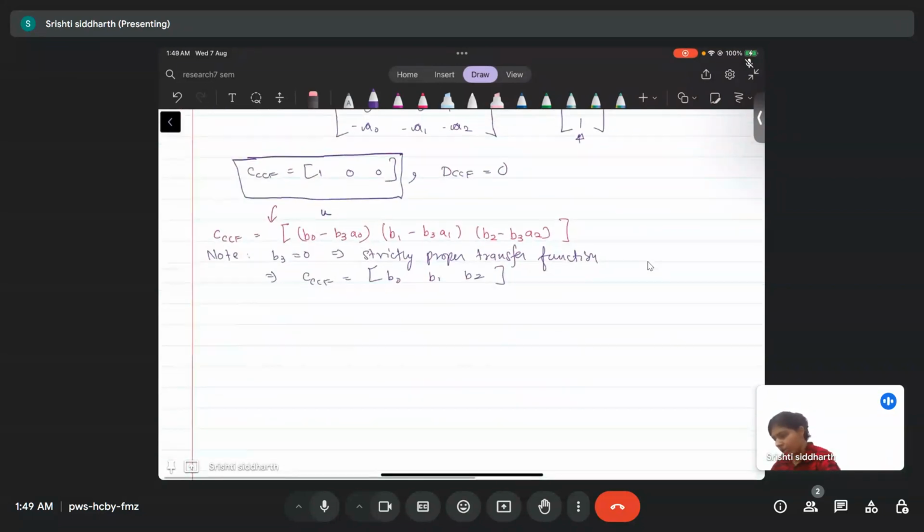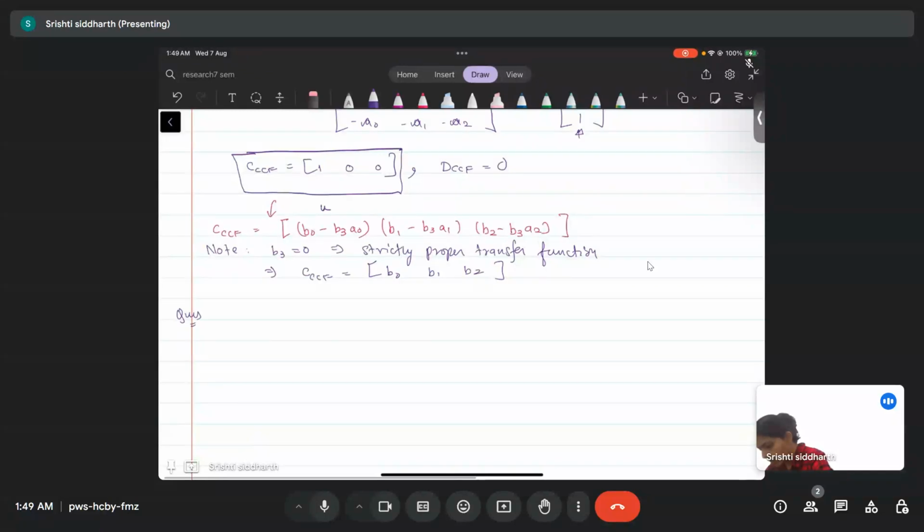Alright. So if this is clear, let's look at a question. We have the transfer function G(s) equal to 3s squared plus 7s plus 15 upon s cubed plus 7s squared plus 14s plus 8. Before beginning to solve this question, just check if this is in the standard form. For this case, yes, it's in the standard form. And also observe that this is a strictly proper transfer function.